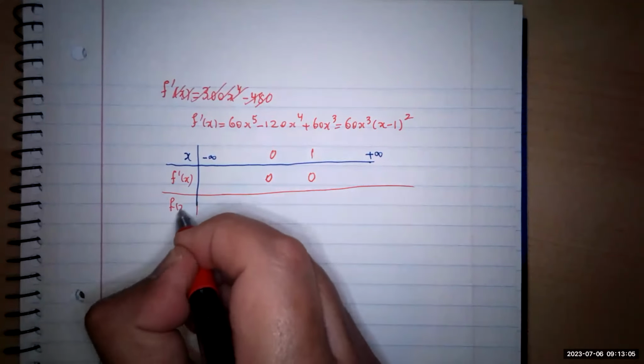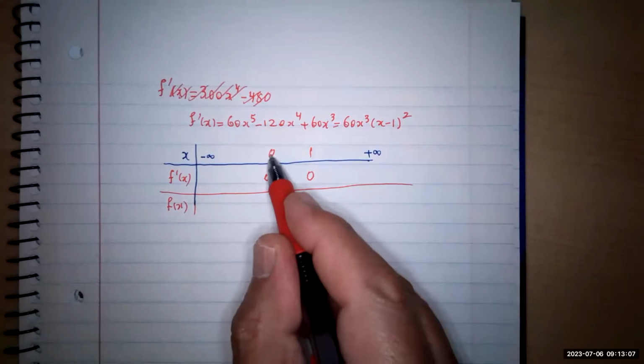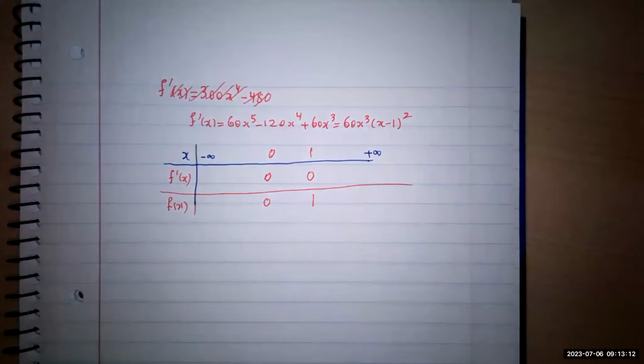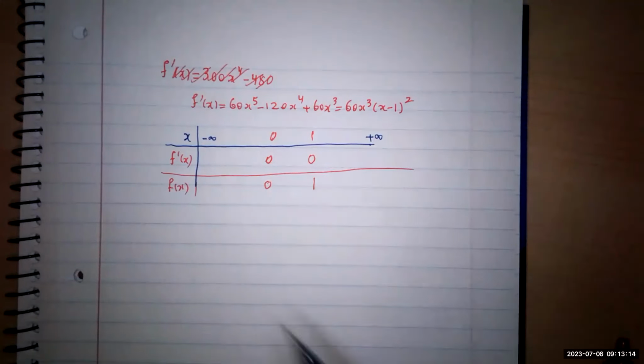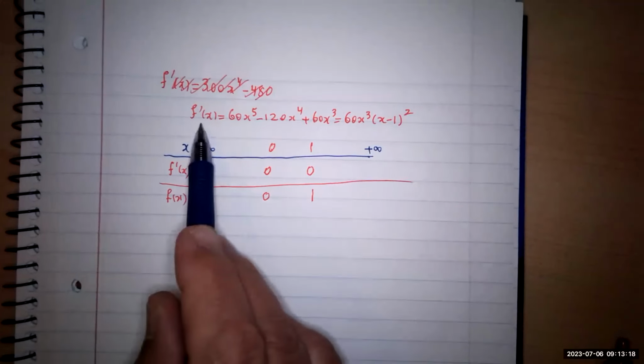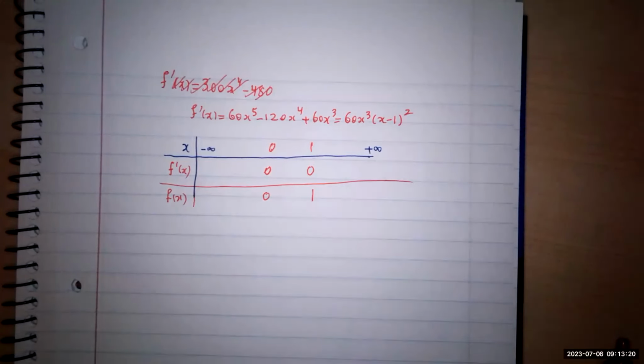And this is the f of x. f of 0 is going to be equal to 0. f of 1 is equal to 1. So you have to determine the sign here. You see 1, 2, 3 positions. The function is not quadratic, so you have to test some numbers. And that is very easy to test.